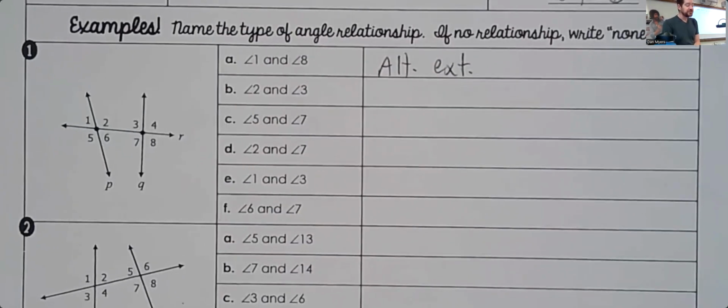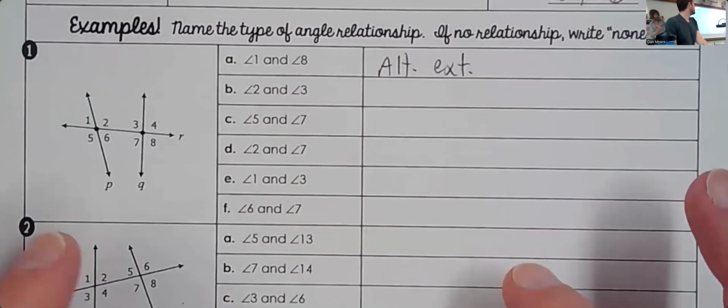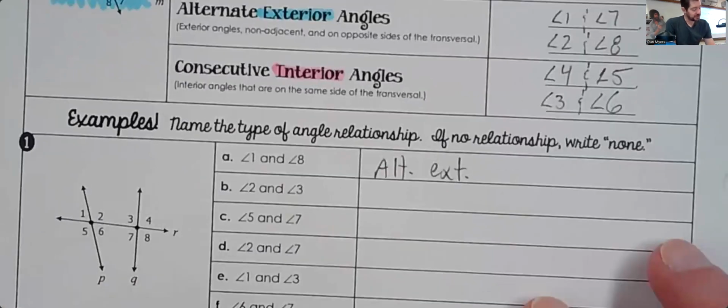Alternate exterior, you don't have to. If you want to, you can. If you're asked to name angles, then you absolutely need to. But if you're being asked to name the angle relationship, you don't have to use the symbol. Naming the angles themselves, yes. Naming the relationship, not necessarily. How about 2 and 3? Consecutive interior. Good.